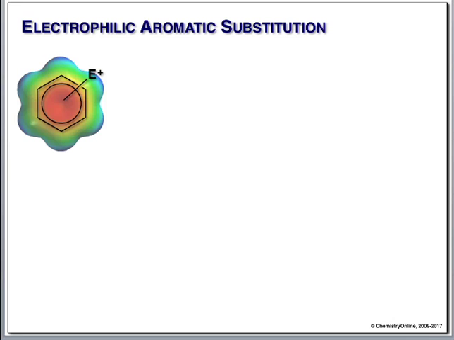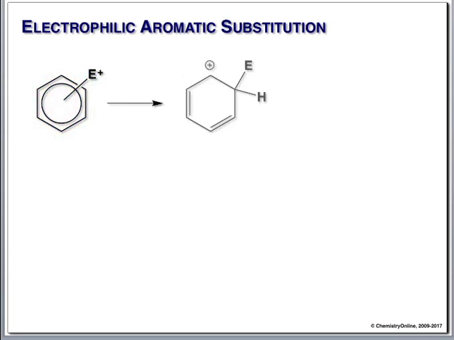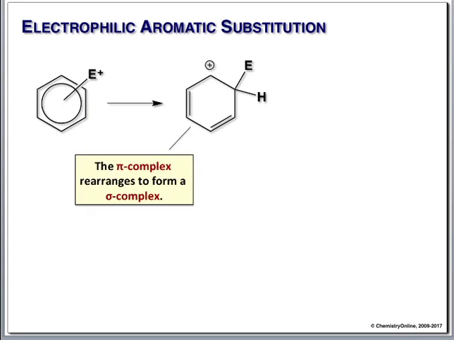Once you're attached here, or once you're there, you can do the second step. This pi bond can rearrange to give a sigma bond. So imagine the electrophile slips off the pi cloud and just forms a bond with this carbon. So the pi complex rearranges to form a sigma complex. Now, because we needed to take electrons out of the ring to do this, this thing is positive, isn't it? It has a positive charge. Our electrophile was positive, now this is positive.